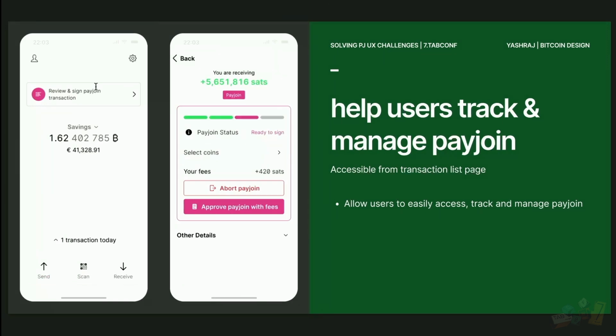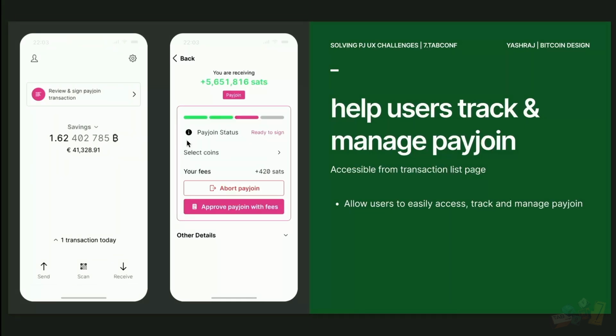Again, instead of hiding everything, maybe we were talking about, once I hit the receive button and share the invoice, then it's done. How do I find my PayJoin transaction, right? So this in-process PayJoin transaction can go to the activity tab in the wallet, the list of transactions, and that is where the user can go and see, okay, I'm on step 3. This is ready for me to sign. I can select coins. This is how much the fees are going to be, in terms of the optionality, approve PayJoin with fees, sign, things like that.